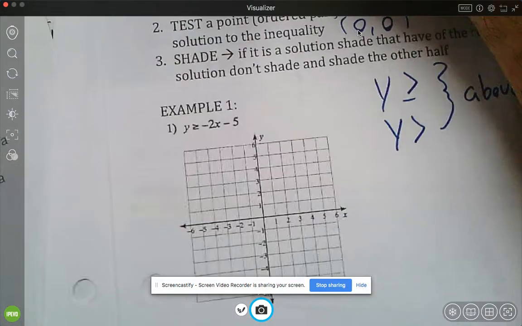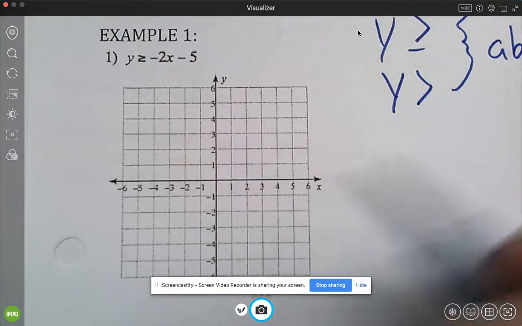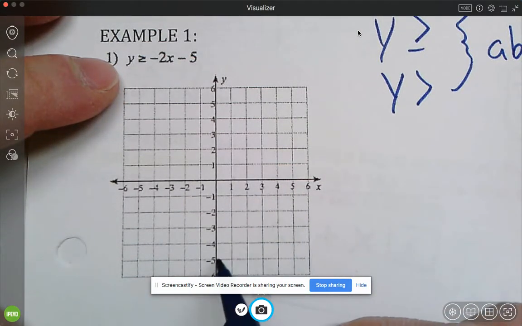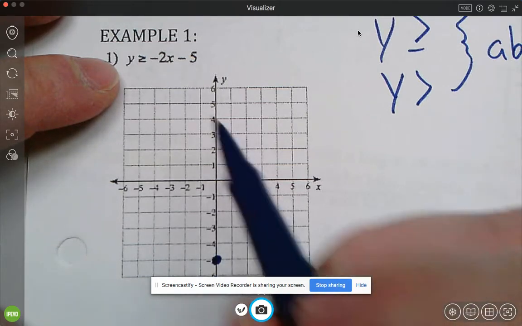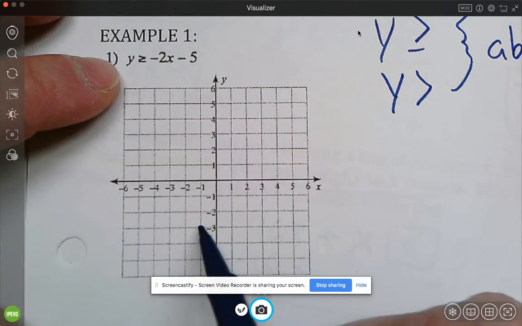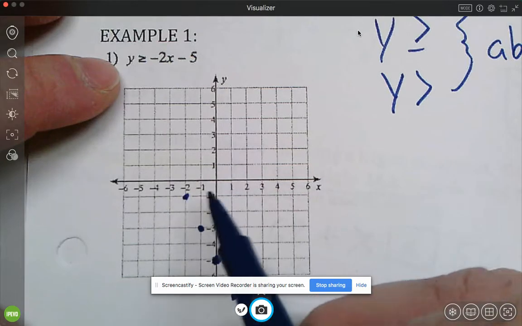So, first example here, it's already in slope-intercept form. Where do I start? Negative 5. And how do I move? Down to the right 1, and then up to the left 1, like this.